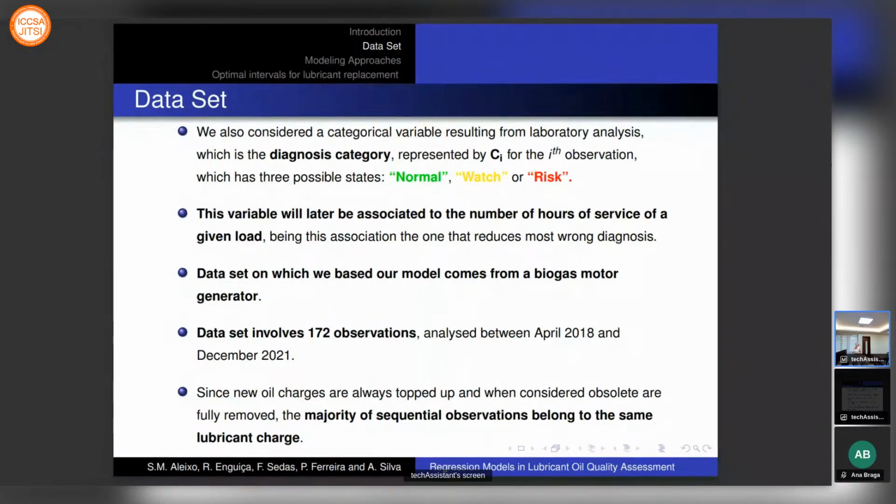The data set on which we base our model comes from biogas motor generators and involves 172 observations analyzed over about 3 years. Since new oil charges are always stocked up and, when considered obsolete, are fully removed, the majority of observations belong to the same lubricant charge. And this can be a problem.